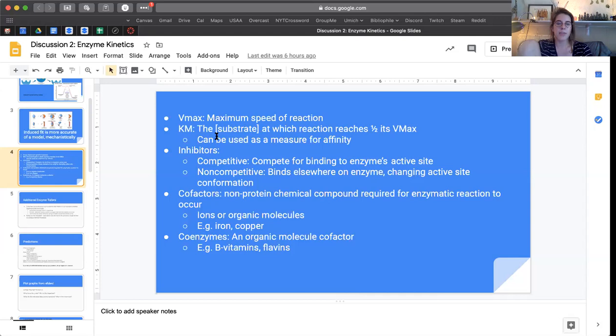The word coenzyme is a subset of cofactors. Any organic molecule cofactors are referred to as coenzymes. You'll see that a lot in the literature, so I don't want you to get confused by that, but it's literally just a type of cofactor. Examples of these are B vitamins and flavins. You'll actually see a lot of coenzymes in multivitamins. They help reactions in your body.